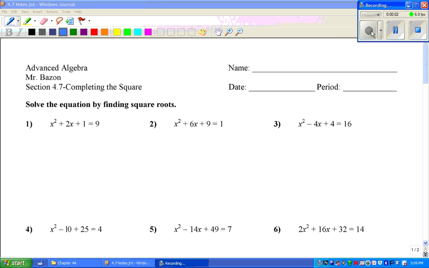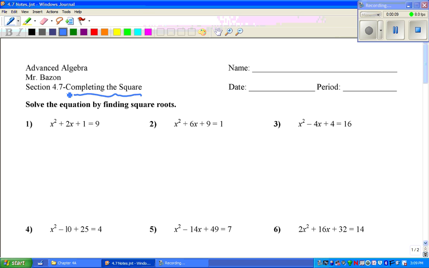Today's lesson is going to be about completing the square and solving quadratics by finding square roots. I want to start off with problem number 1, solving quadratics by finding the square roots. What we've done so far is solve quadratics by factoring. We're going to get into the quadratic formula, but I just wanted to show you another way to solve a quadratic, and that being square roots.